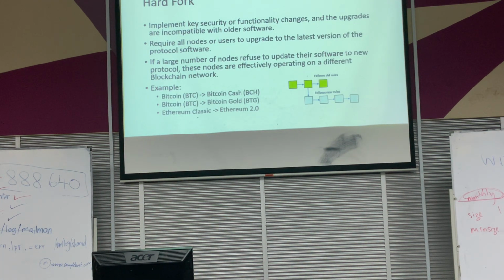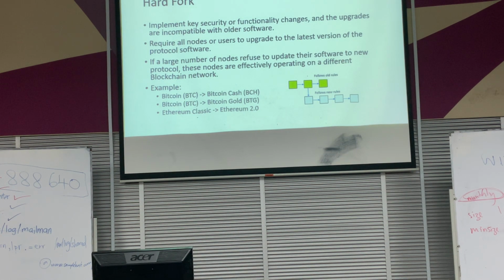However, there are cases where you need everyone to follow. You need a big change, and the previous version is not compatible anymore. This is called a hard fork. It is a very big functionality change, and the old version is not compatible anymore.